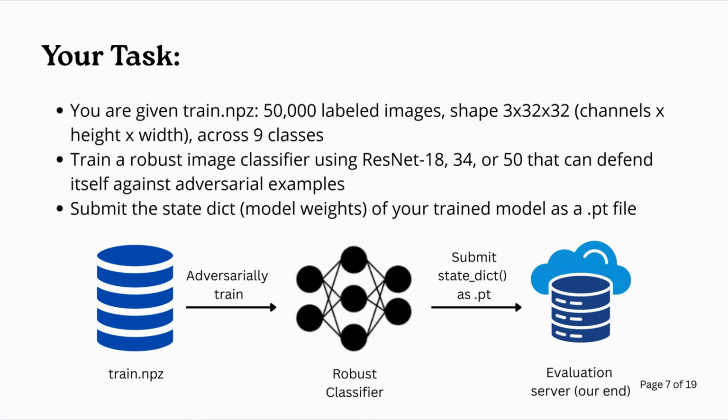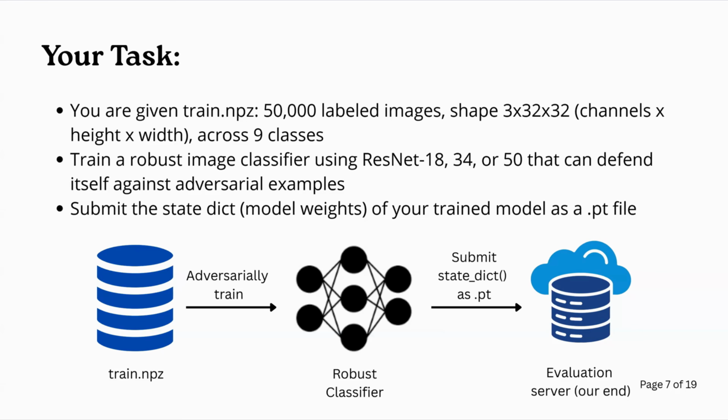What your task is, you have to train a robust image classifier using one of the allowed architectures, ResNet 18, ResNet 34, or ResNet 50, and it should be able to defend itself against adversarial examples. What you are supposed to submit is the weights of this robust classifier, also called the state dict of your model, as a .pt file.